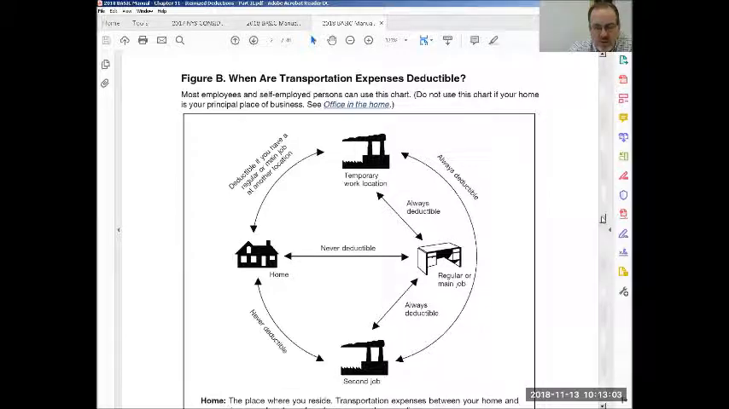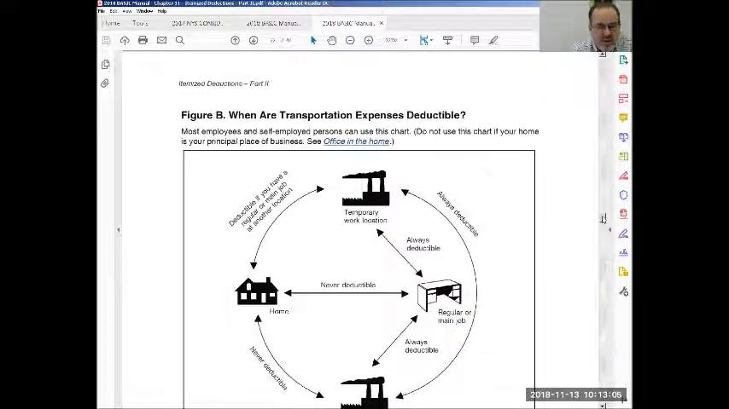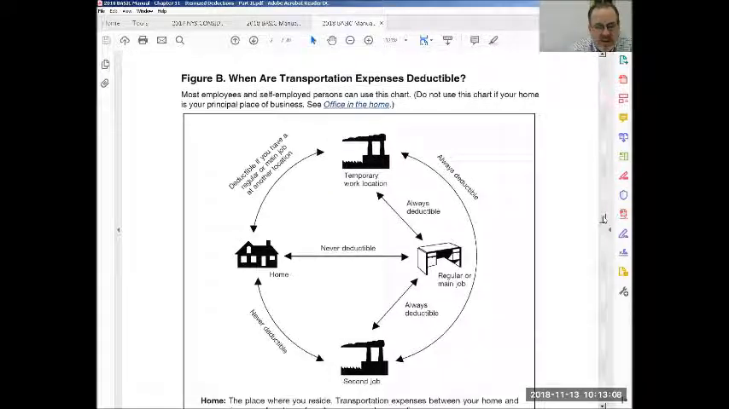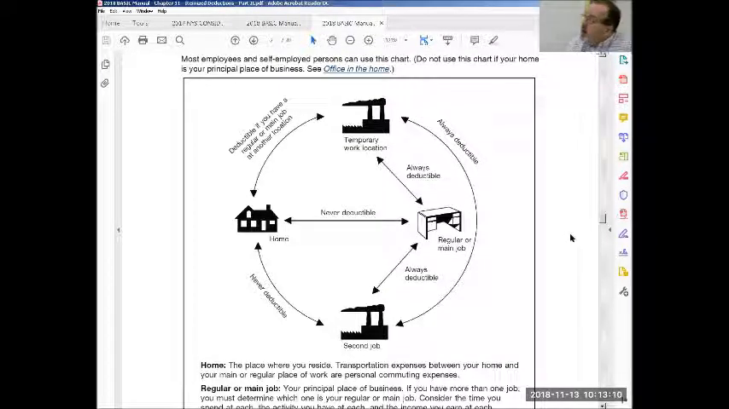So if you go to 1123, there's what looks like things out of Monopoly. So we have our regular main job, and we're going from home to our job. That's a commute for a W-2 employee, so that is never deductible. Now, if we go from home directly to our second job, that is not deductible.